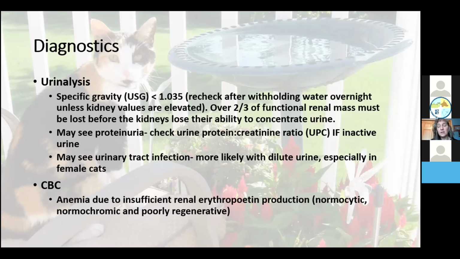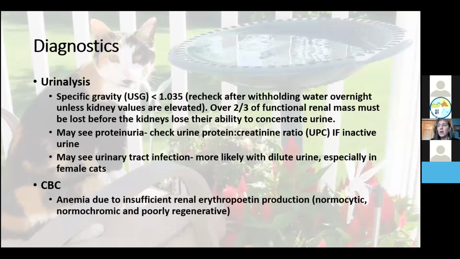If those serum renal values are normal with a lower specific gravity, I will oftentimes have the owner withhold water overnight and recheck that specific gravity to see if that comes up, because obviously that specific gravity can be lower if the cat just happened to be drinking. Although in my clinical experience, the majority of cats with normal kidney function have a urine specific gravity over that 1.035 at any given time.